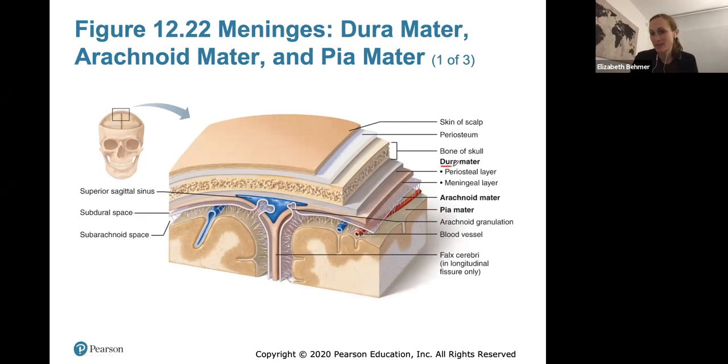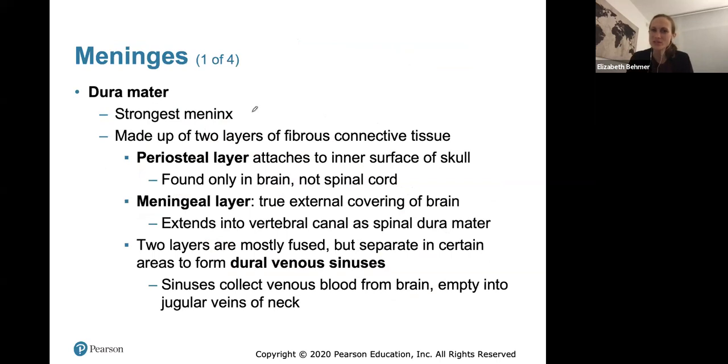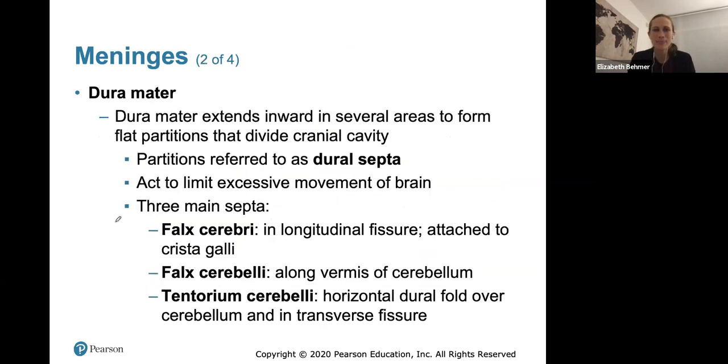There are usually spaces between these layers. So if you hear of a subdural hematoma, that's usually blood forming between one of these layers, usually right underneath the dura mater. So here's the dura mater. It's the strongest meninx, that's singular for meninges, and it's made up of these 2 layers that attach to the inner surface of the skull, and then the meningeal layer, which is the true external covering of the brain. So that's the dura mater. It's the strongest.